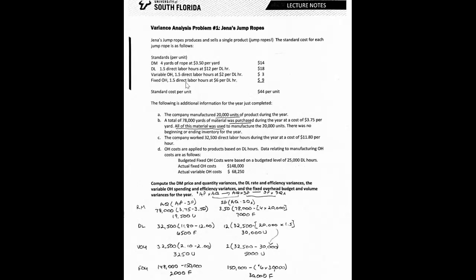So many hours per unit. We planned on 25,000. Wait a minute. 25,000 hours times 1.5 times 1.5. Oops. 37.5. 25,000 times 1.5. 37.5. That's wrong.